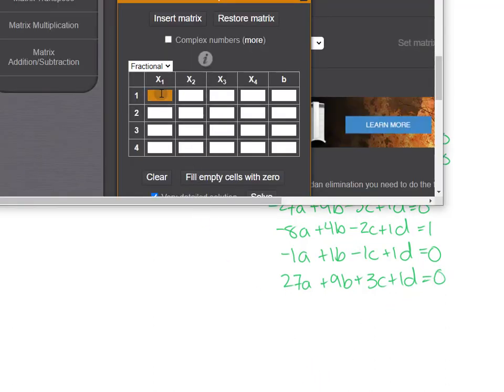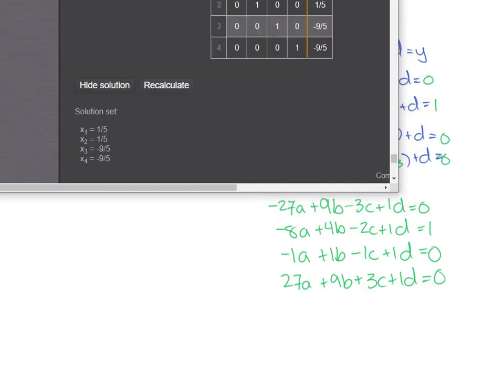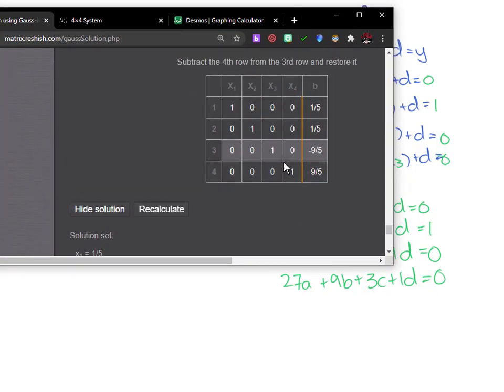All right, we're back at that same website. Let's type in all of these coefficients here. Okay, so it's given me my solution here. I can check my matrix. It does have all ones on the diagonal, which means we got an exact solution, all nice zeros everywhere else in that main part. And so here are my values of a, b, c, and d. Looks like we have 1/5, 1/5, -9/5, and -9/5.